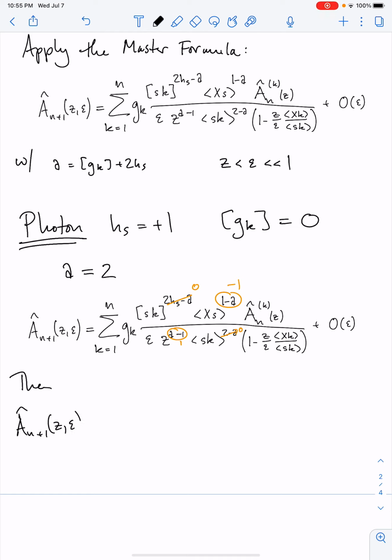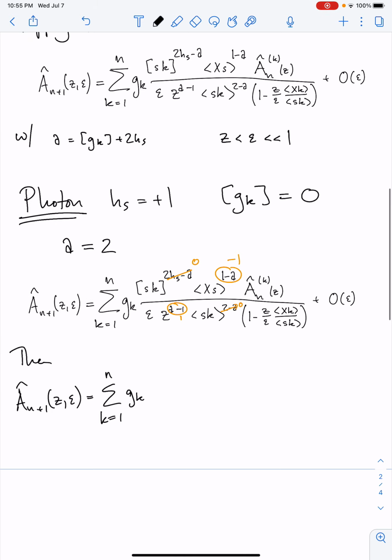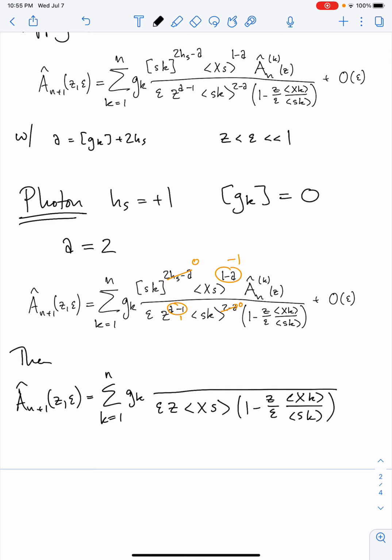The square bracket is to the 0th power, so that's 1. We'll have an epsilon times a z in the denominator and an angle bracket xs. And then we'll have in the denominator also 1 minus z over epsilon xk angle bracket sk angle bracket. And the only thing that was left in the entire numerator was A n hat of z. Now with the canonical coupling, it's the same particle that goes in and out, so therefore there's no change, and I can drop the k index on the shifted amplitude.